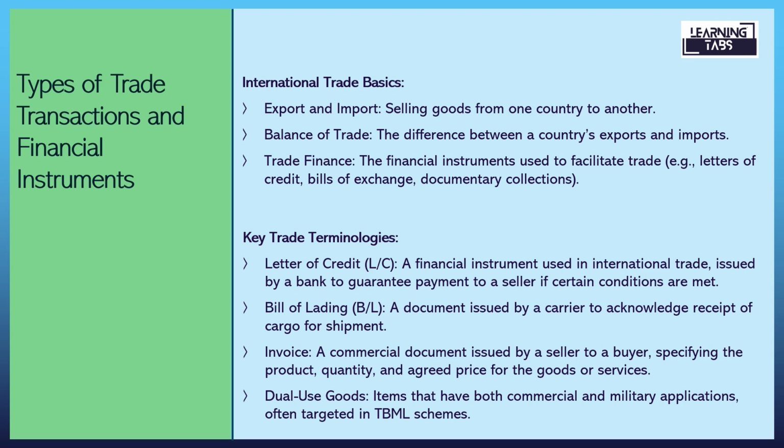Invoice: a commercial document issued by a seller to a buyer, specifying the product, quantity, and agreed price for the goods or services. Dual-use goods: items that have both commercial and military applications, often targeted in TBML schemes.